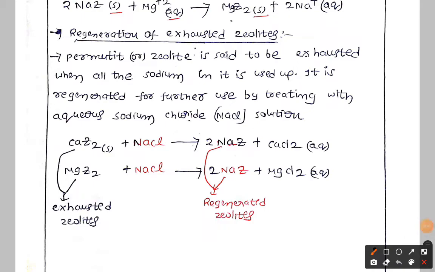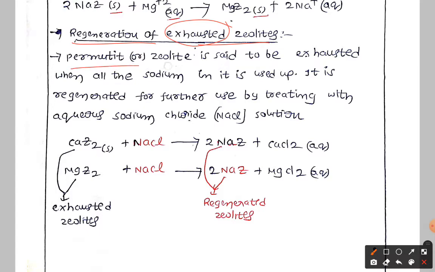Next we have the regeneration of exhausted zeolite. Exhausted means saturated, like when you have done so much work and don't have that much capacity left. Here also, if you continue to use the zeolites, they are going to exhaust, meaning their efficiency drops. So I want to go for regeneration, to get back my zeolites. So here we have regeneration of exhausted zeolite.